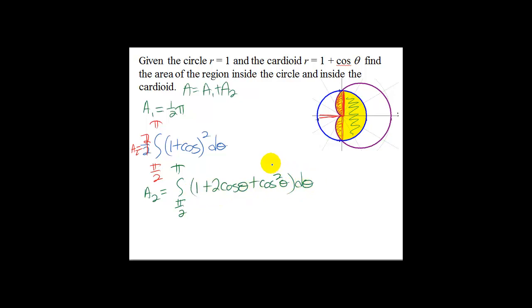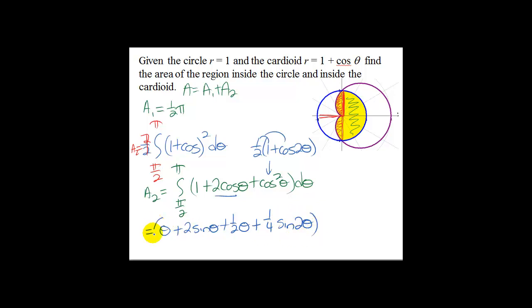And we know from our little trig identities that we could replace this with 1/2 times 1 plus cosine 2 theta. So this is going to be theta plus 2 sine theta, and then working here, plus 1/2 theta, thinking of this distributed through, plus 1/4 sine 2 theta. And this will need to be evaluated from pi over 2 to pi. Let's go ahead and do the evaluation.